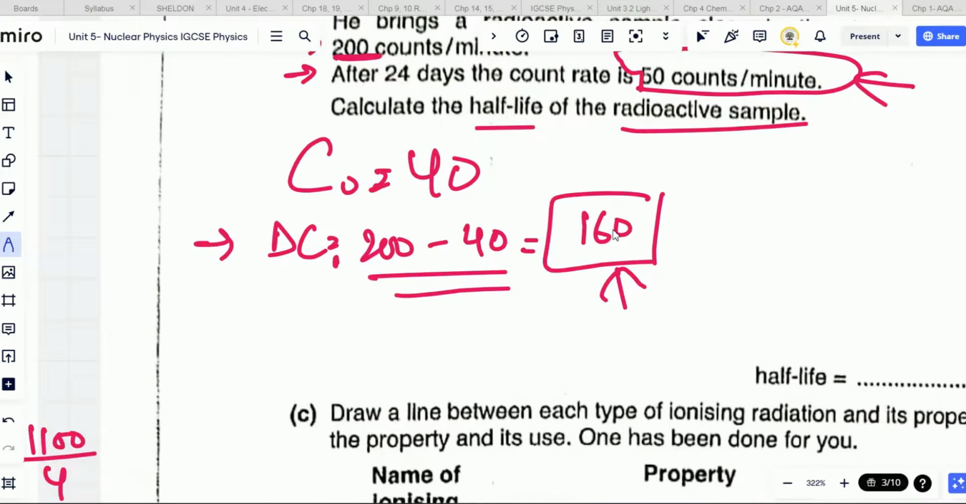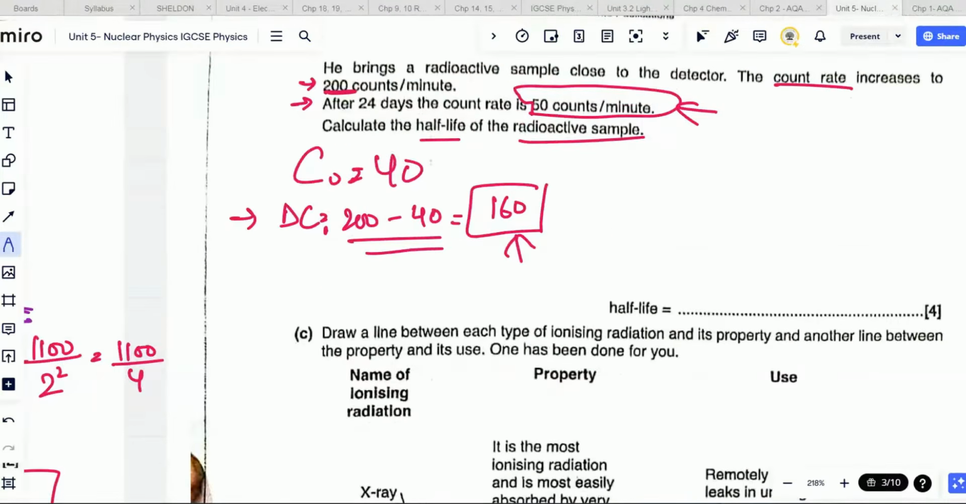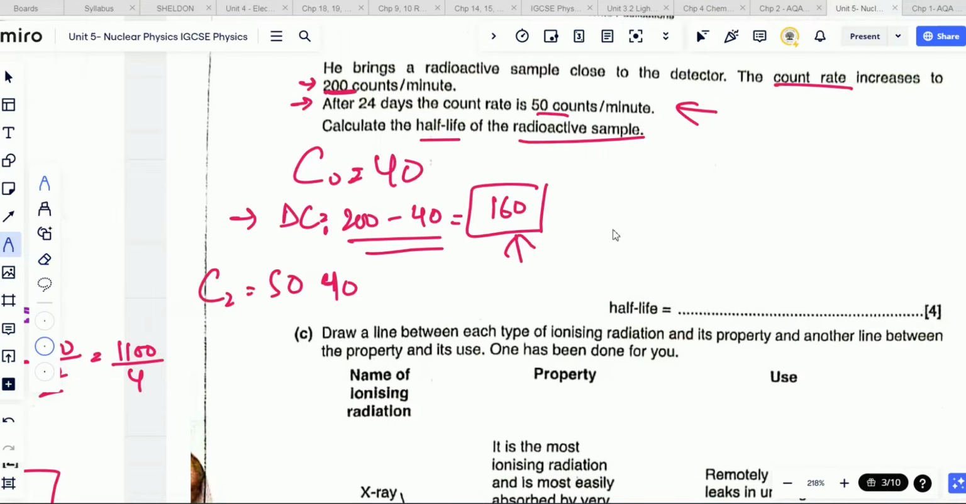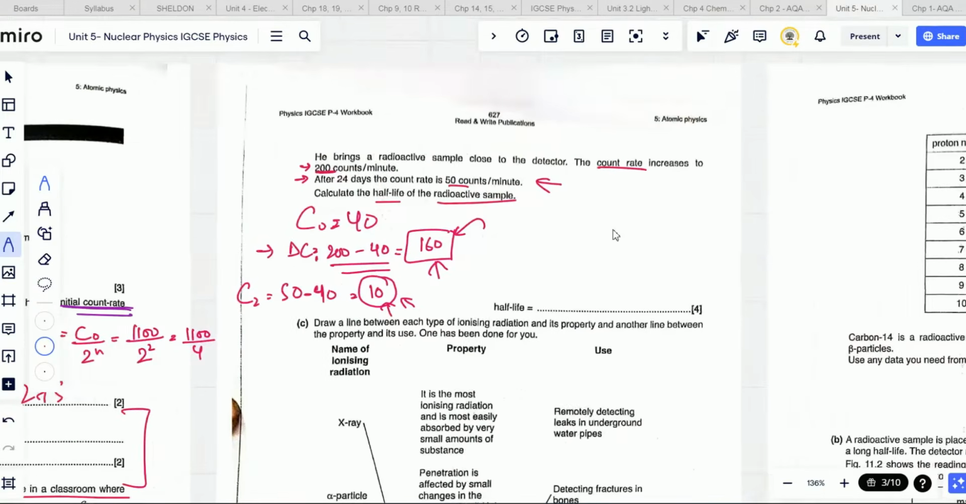This is one difference. What's the next difference? Then it was 40, and how much did it become then? It became 50 after 24 days, right? See here, it became 50. So what's the difference over here? 50 minus 40 is 10. Now we got these two differences. Both of them are our count rates. The original one was this, the change one. And now the difference from 50 to 40 is 10.